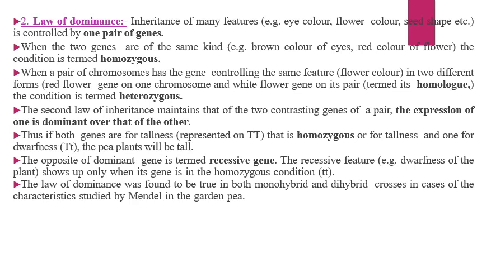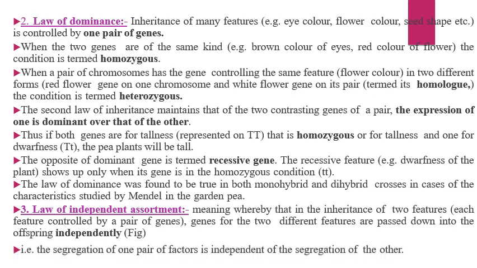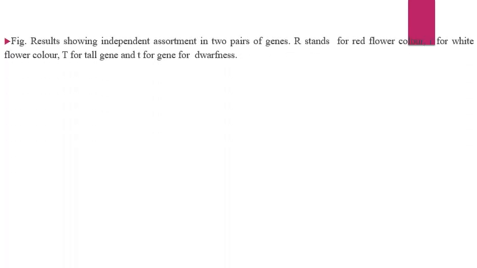In the case of the characteristics studied by Mendel in the garden pea, the law of independent assortment means that in the inheritance of two features, each feature controlled by a pair of genes, the genes for the two different features are passed down to the offspring independently. The segregation of one pair of factors is independent of the segregation of the other. So this is the cross between red tall and white dwarf.